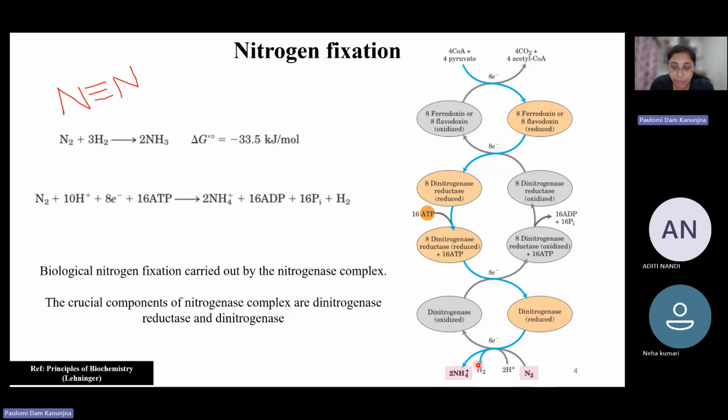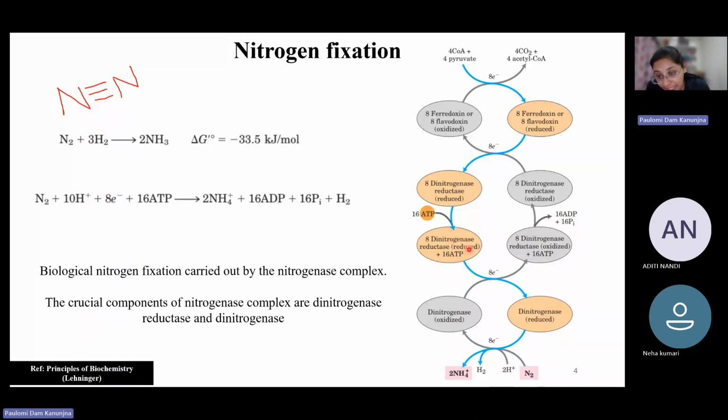It's not just directly from it. It's also a reduced form. That means it exists in both oxidized and reduced form. So who is reducing it? Reducing the dinitrogenase is dinitrogenase reductase, which is where you have 16 ATP usage. Right? So this uses 16 ATP, and this reduces dinitrogenase.